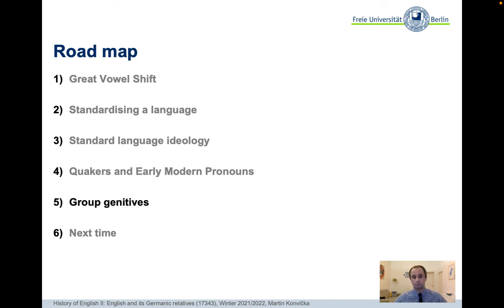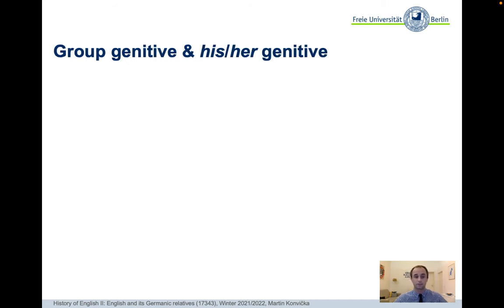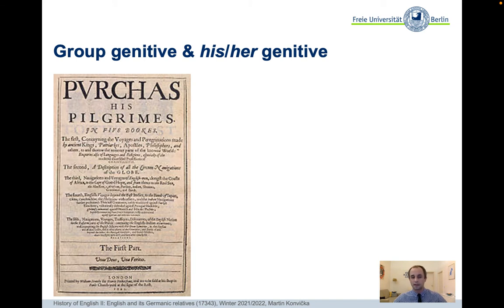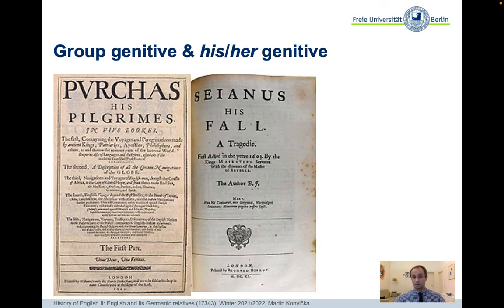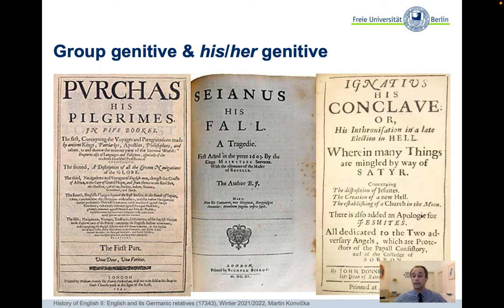Okay, and now let's have a look at the last topic, the group genitives. Okay, so in the English of the 17th, 18th century, what you sometimes find are constructions such as the following. Purchase his pilgrims in 5 books. Sejanus his fall, a tragedy. Ignatius his conclave, and so forth. And those are book titles.